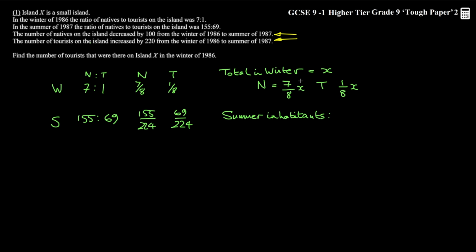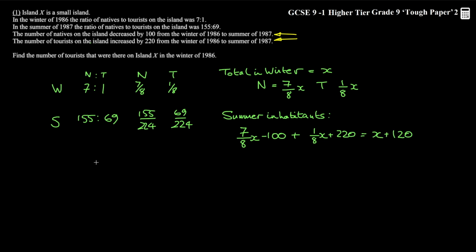Okay, so what was our total in the winter? Well, it was 7/8 of x, so we've got 7/8 of x minus 100. And we've got to add the tourists. And what are we told about the tourists? The tourists on the island increased by 220. Okay, so the number of tourists was 1/8 x plus now 220. So this is equal to x plus 120.